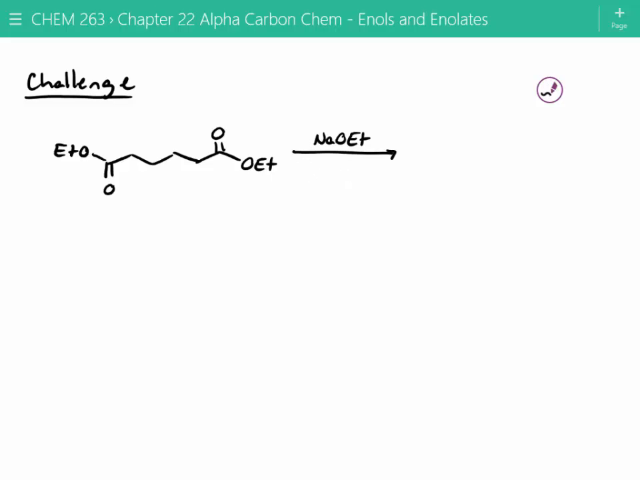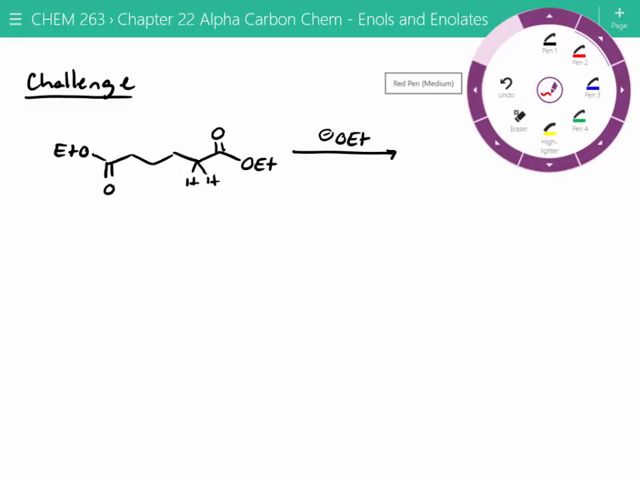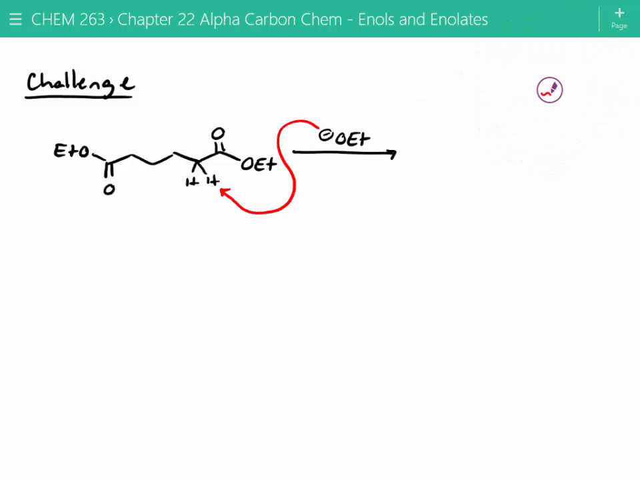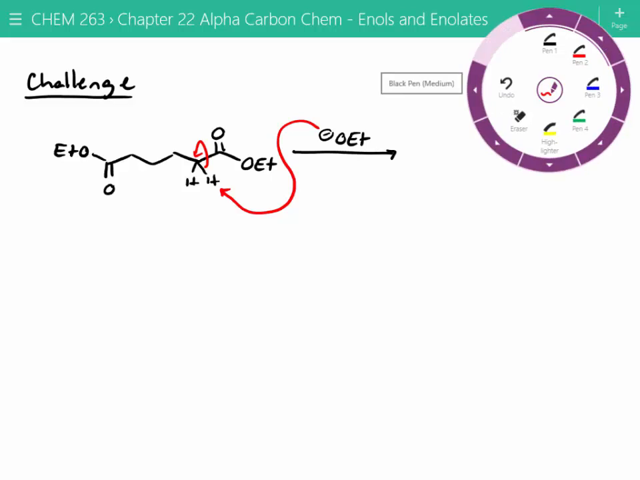All right, so let's go through and quickly do the mechanism for this. I'm just going to pick these alpha protons. We could have deprotonated from the other side too. Okay.